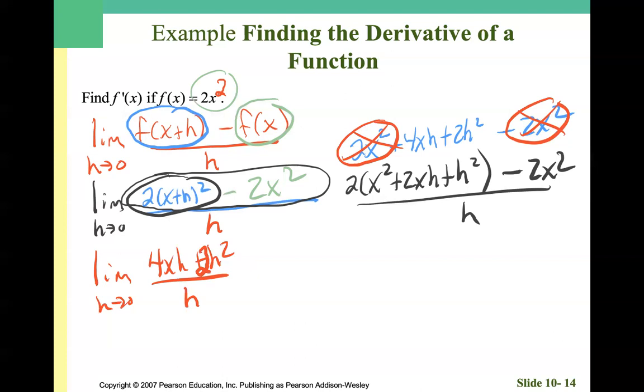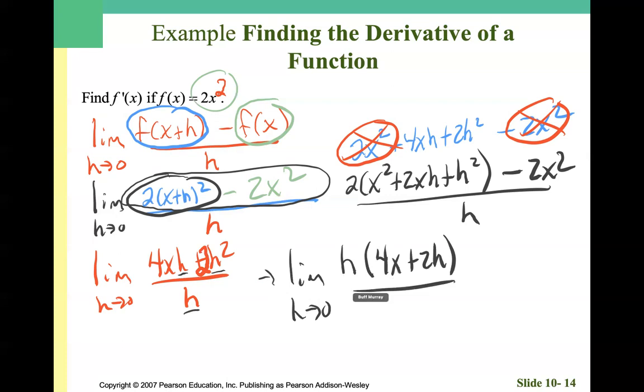Now, can I plug in 0 for h? Still going to be dividing by 0. So what more can I do? Can I do some more algebra? I can factor out an h. I could factor out a 2h, but the 2 isn't going to be a big deal. I'm going to tell you that right now. But the bigger deal is that these all have a factor of h. So the limit as h approaches 0, I could say h times 4x plus 2h. All right, factored out an h.